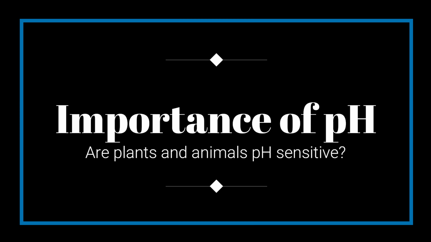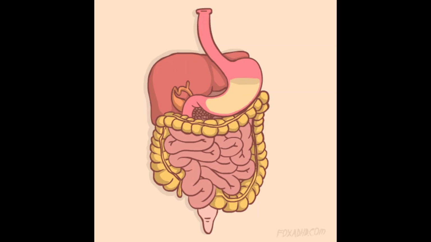Do you think plants and animals are pH sensitive? Now our human body works within the pH range of 7 to 7.8, which is almost neutral. So our body works within the neutral zone.